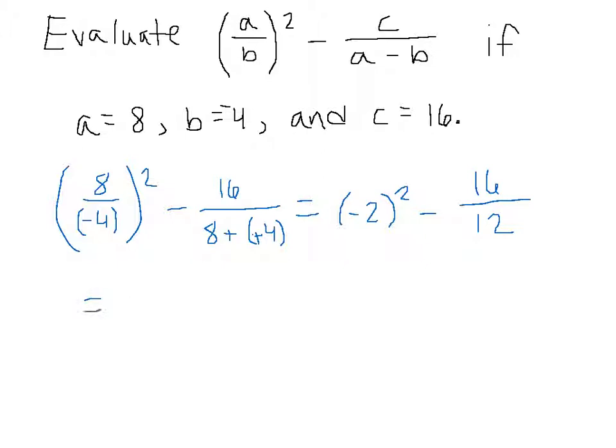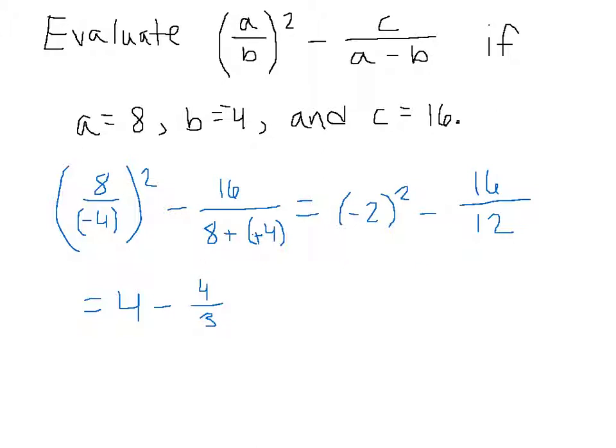So then I'm going to go ahead and write the answer down here. I end up with -2 squared. That's the same thing as -2 times -2. That gives me a +4 minus. And I'm going to simplify this fraction by dividing the top and bottom by 4. So if I divide the top and bottom by 4, that gets me 4/3.